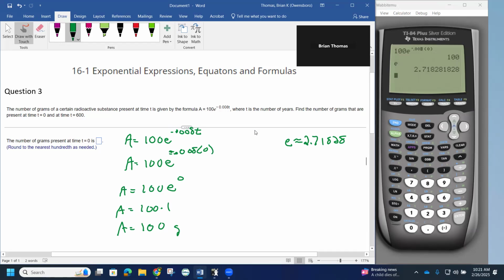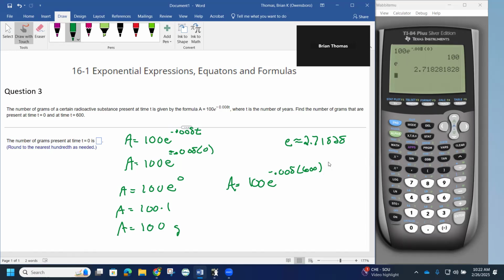Now, our next question is, time is going to be 600 years has gone by. So keep that at 600 years. That's a lot of time, more than 6 times longer than I'm going to be around. So 100 times e raised to the negative 0.008, and this time we'll multiply by 600. This will tell me how much radioactive substance is left after 600 years.